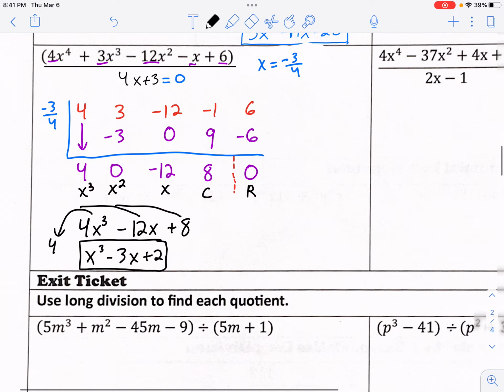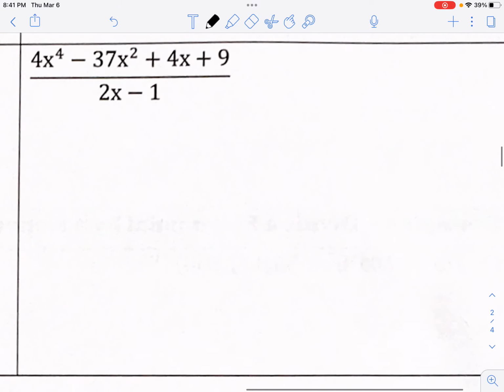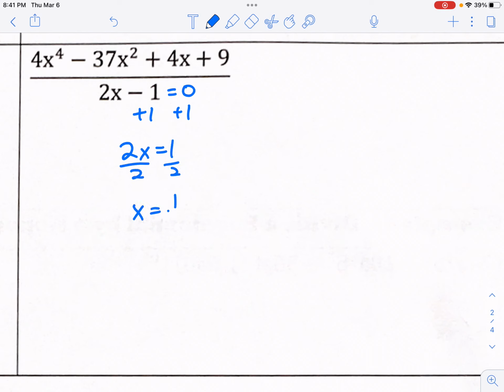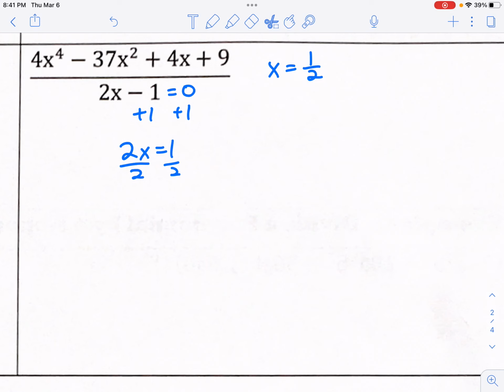All right, let's look at the next one. And again, if you want to, this would be a good one to practice. So maybe pause the video and then hit play. But I'm going to continue. So again, you guys should get the hang of this. Again, first thing is to set this equal to 0. +1 +1. 2x equals 1. Divide by 2, divide by 2. X equals 1/2. All right, I'm going to move this somewhere else. And then I'm going to erase this.